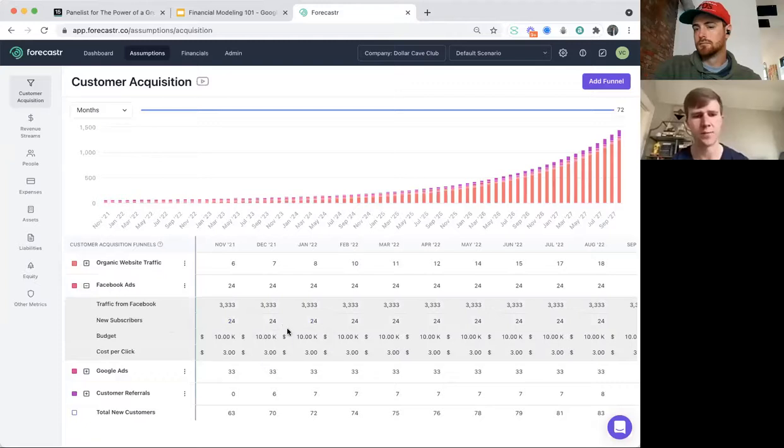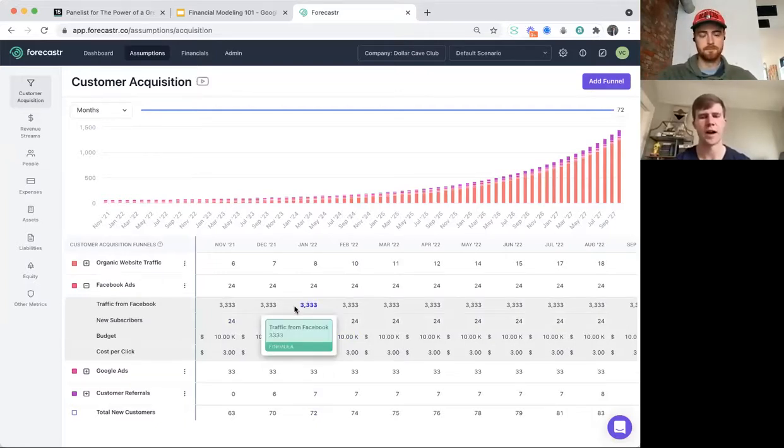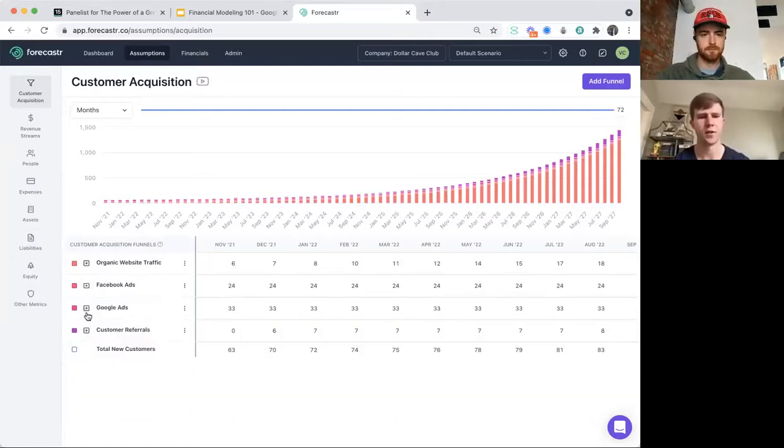You can look at Facebook ads. This is where you can see the budget from their Facebook ads, cost per click, how they're getting all of their traffic from Facebook. Similar deal with Google, and then they've got customer referrals.